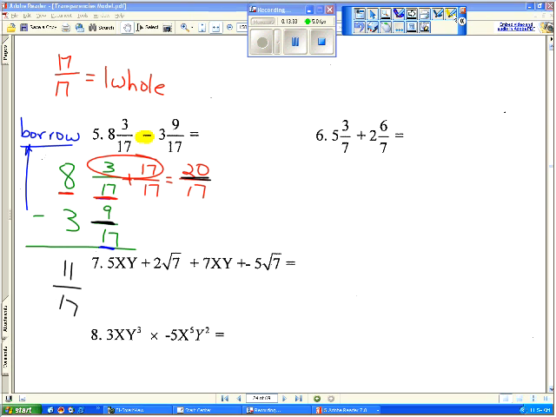those little 17ths. We actually borrowed from the 8. That makes it a 7. We borrowed 1 whole, turned it into 17 17ths. Leaves us with 7 minus 3 is 4 and 11 17ths. Any questions on number 5?